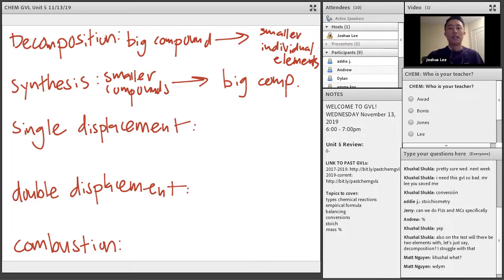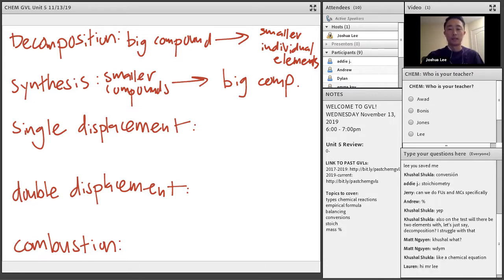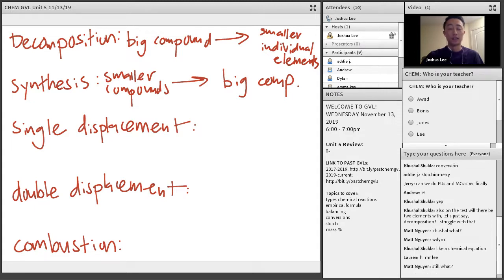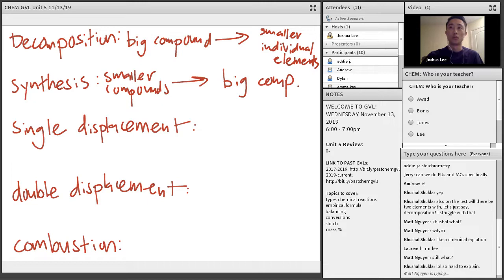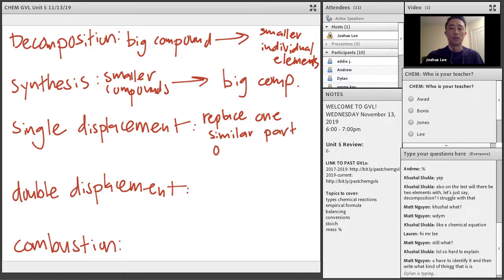Single displacement would be where you replace one similar part of a compound.